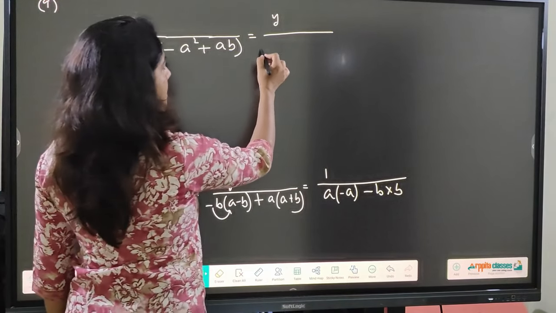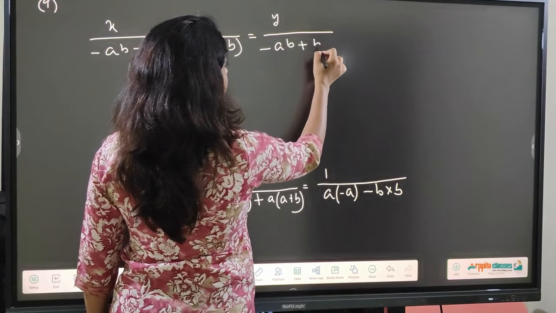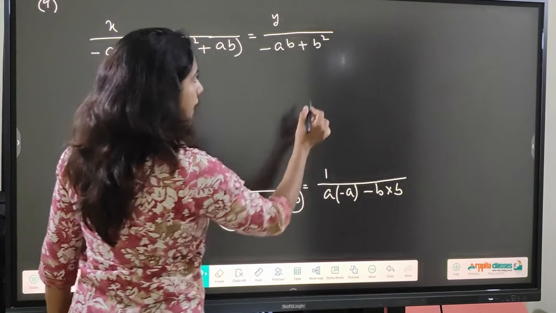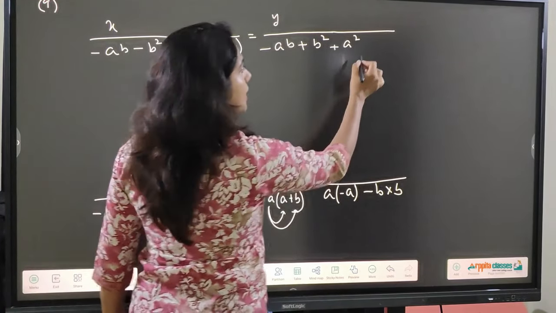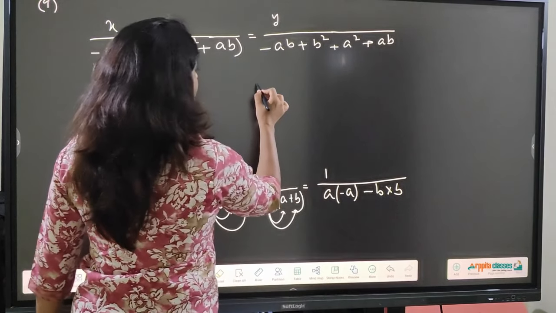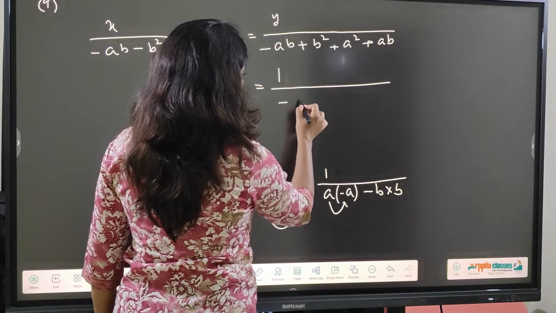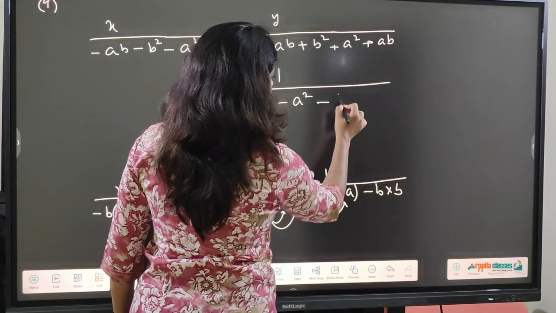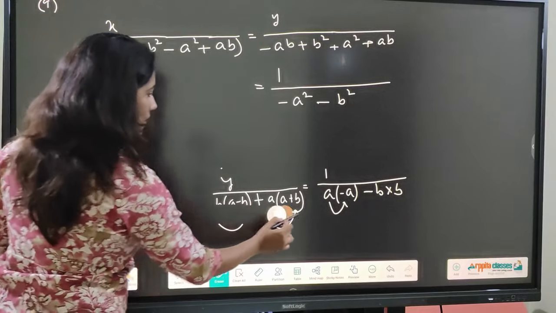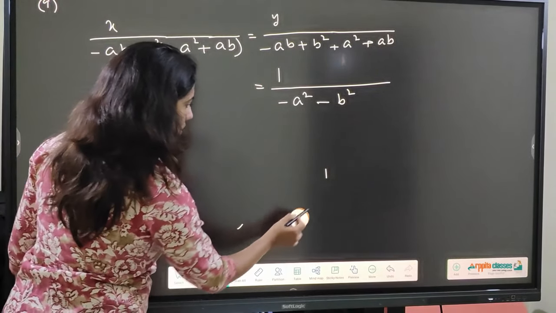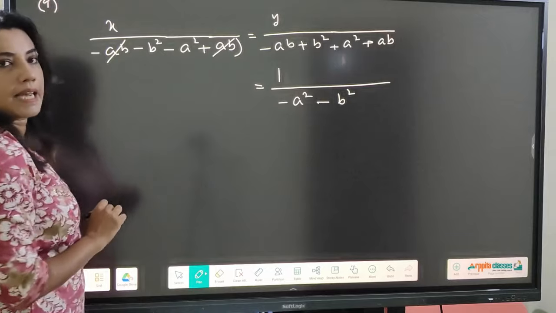Minus b into a is minus ab. Minus b into minus b is plus b square. Plus a into a, that is plus a square, plus a into b, that is plus ab. Now I write 1 upon, okay, a into minus a, minus a square minus b square. Okay, so I'll erase this also now. Not required anymore. Okay, now this is plus ab and minus ab gets cancelled.